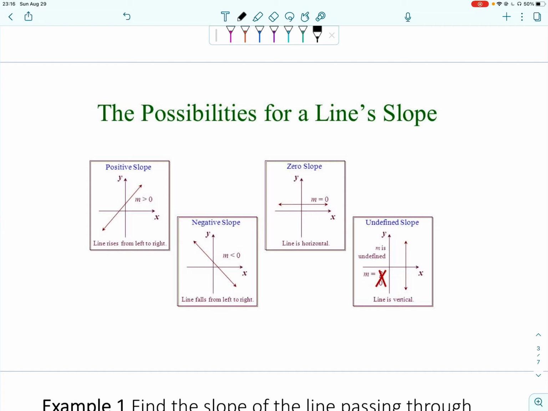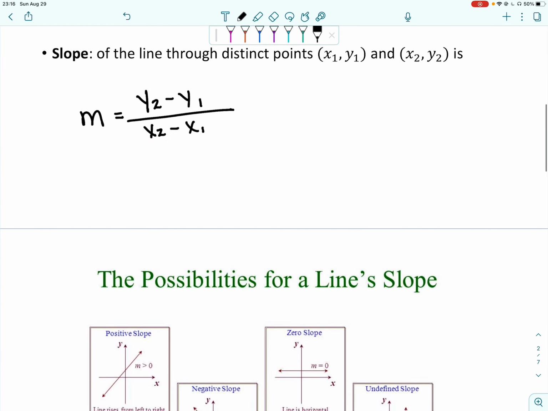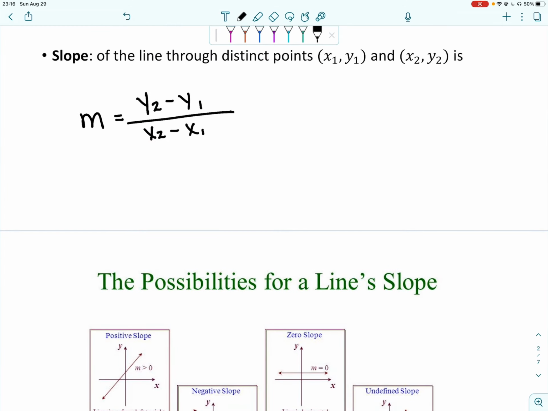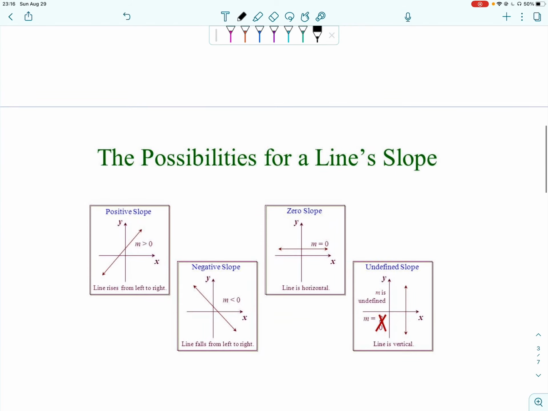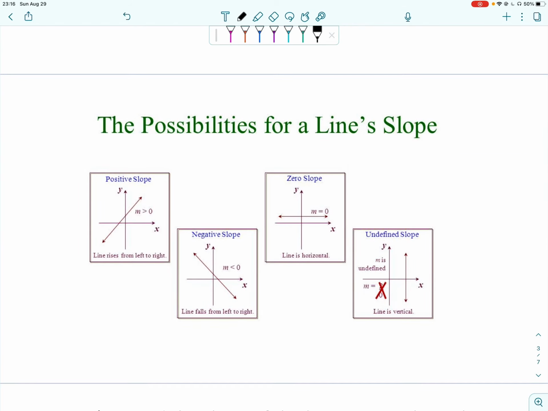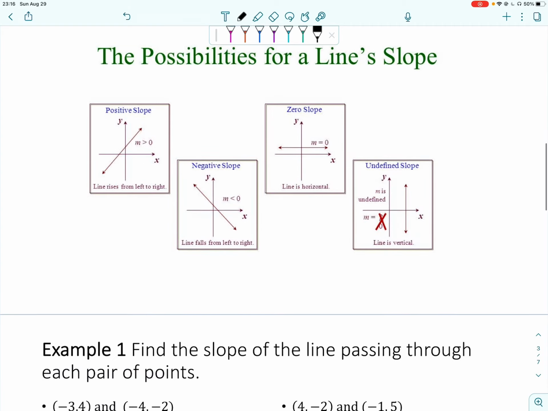M is undefined because when you set up this fraction up here, y2 minus y1 over x2 minus x1, the denominator ends up being 0. We cannot divide by 0. That is undefined, and that's what happens when you have a vertical line. So 4 possibilities for what our slope could look like.